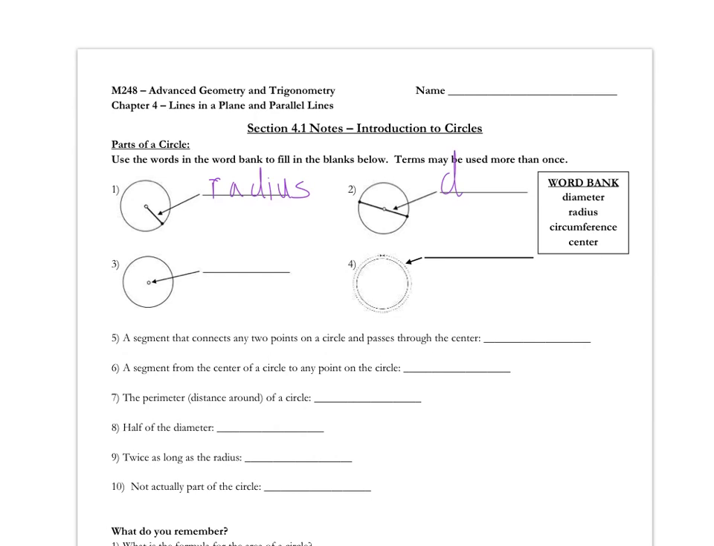Number two is the diameter. A diameter goes through the center and has endpoints on the outside of the circle. In the middle, that's known as the center of the circle. And all the way around the circle is known as the circumference. You guys are used to hearing perimeter for any type of shape, any type of polygon, but for a circle, it's known as circumference.